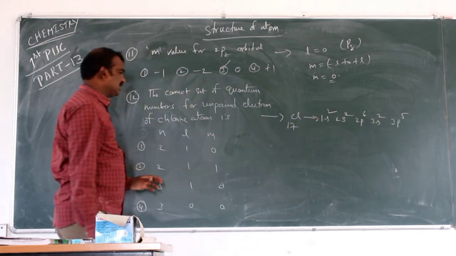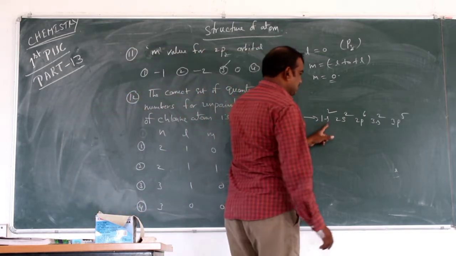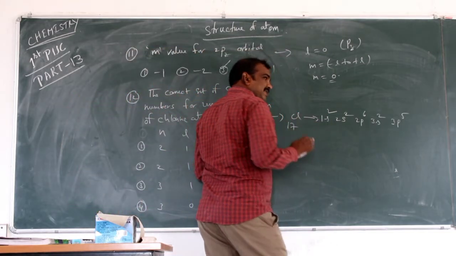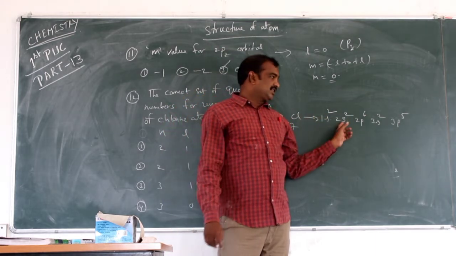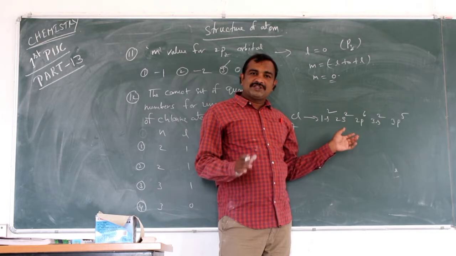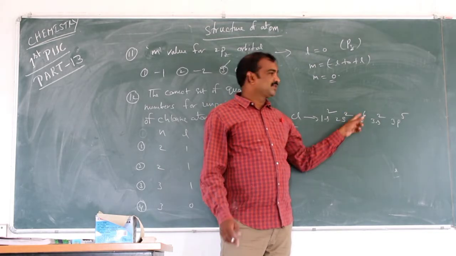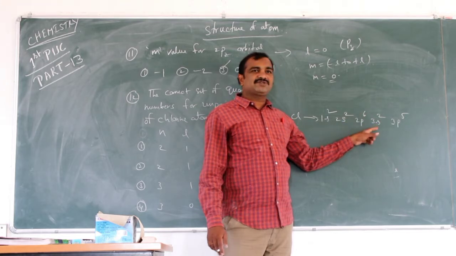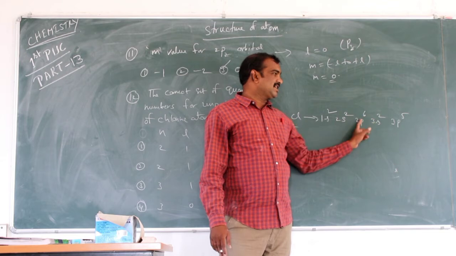So he asked for the unpaired electron of the chlorine atom. Look here, this is the 1s. S has a maximum capacity of 2, so these are fully paired. Next, 2s: s has a maximum capacity of only 2, so it is also fully paired. And p has a maximum capacity of 6, so it is fully paired. And 3s has a maximum capacity of 2, so that is fully paired as 3s2 came. So p has a maximum capacity of 6.